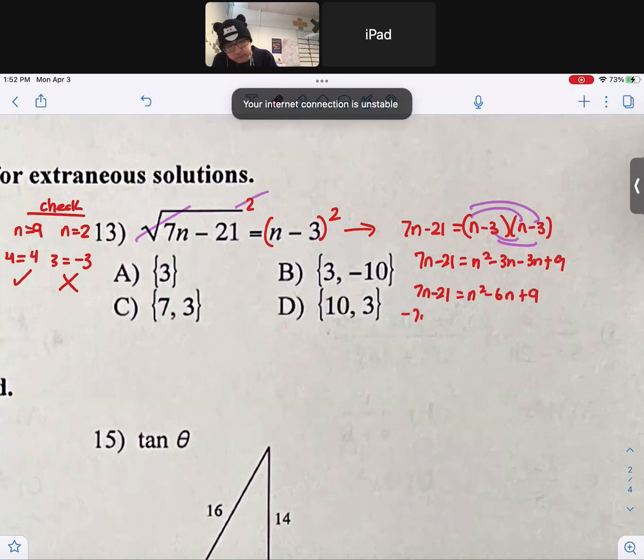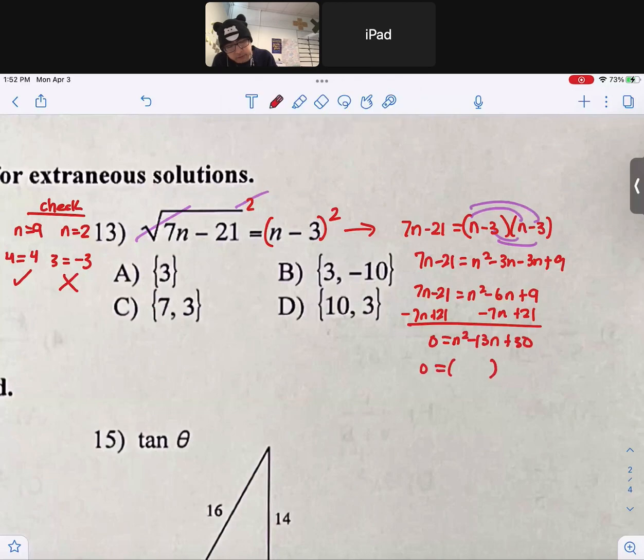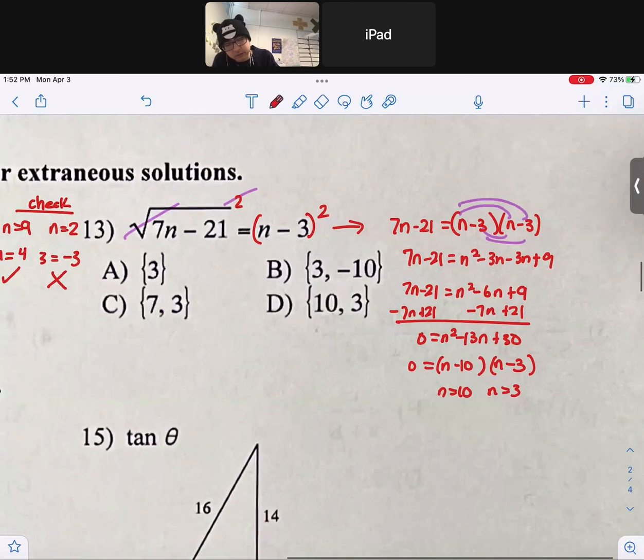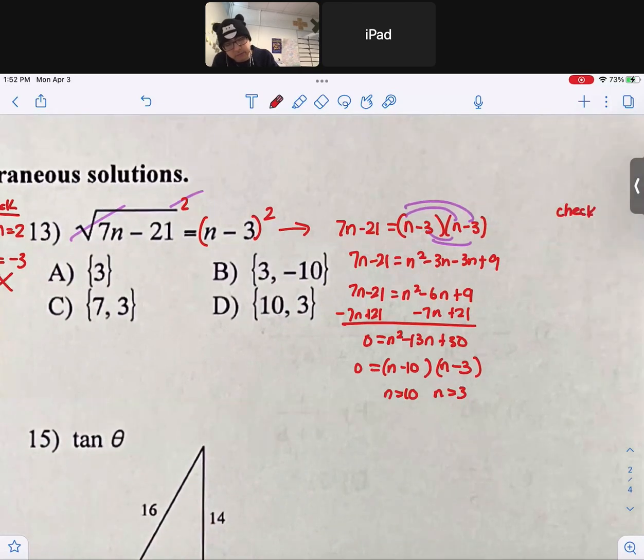So what two things multiply to 30, but when added give you negative 13? That's negative 10, and that's negative 3. So n equals 10 and n equals 3. But of course, we have to check both of these by plugging them back into the original equation. If you plug in 10 into there, 10 minus 3 is 7. If you plug in 10 into here, 7 times 10 is 70. 70 minus 21 is 49. Square root of 49 is 7.